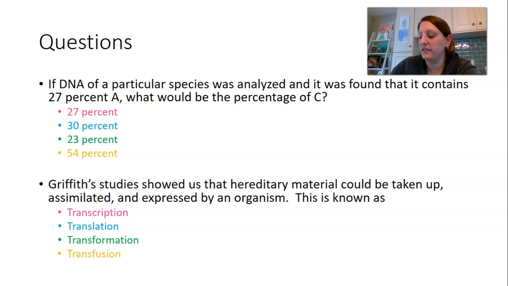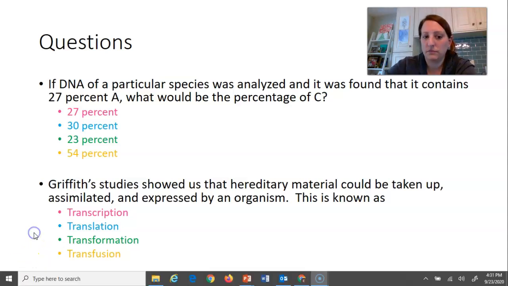Give you a couple seconds to do that math. Okay, so hopefully your answer was green, 23%. And again, how did we figure that out? Think about the base pairing rules, A to T, C to G. If 20% of the DNA is adenine, that means there has to be an equal amount of thymine, right? Because A pairs with T. So for every adenine base, that's going to be paired with a thymine base.